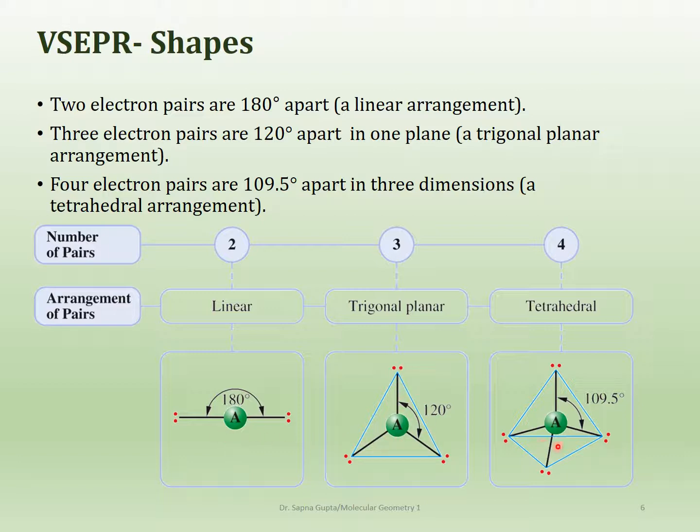So in all of these cases, the atoms are trying to get away from each other as much as possible. Whether they're atoms or electron pairs, it doesn't matter. They're trying to get away from each other as much as possible. With the tetrahedral, we're getting into a 3D shape, because it's not planar anymore. Again, think of a pyramid.